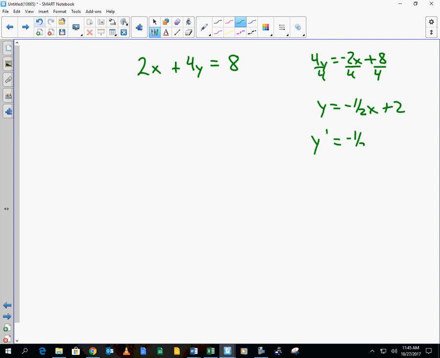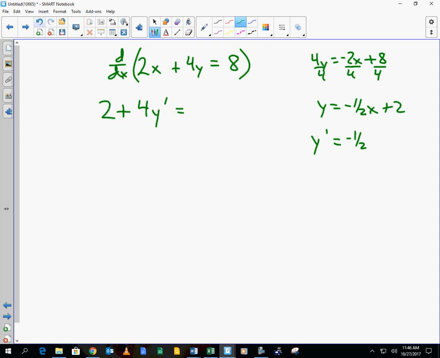Negative 1 half. Now, instead of just saying what's y prime, think about what's the derivative of y? 1 times y prime. What's the derivative of negative 1 half x? Negative 1 half. Watch as I do it implicitly and see how it makes a connection. D over dx. What's the derivative of 2x? 2. What's the derivative of 4y? 4. Attach a y prime because you have dy over dx.